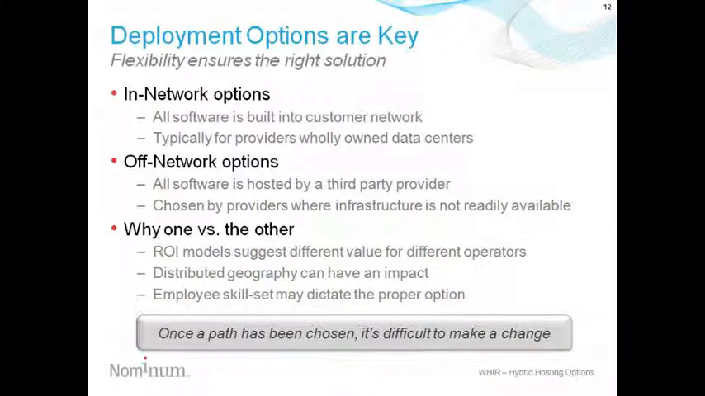Now, why would you choose one versus the other? The ROI models are going to be different for different types of companies. You may be a very, very large hosting provider and still choose to roll all this off to somebody else's network. You may have a distributed geography, and that's something where you don't want to have multiple data centers set up, so you go off network. You may have a skill set that is very, very perfect for managing your own authoritative servers, so you may want to keep things on network or in network.